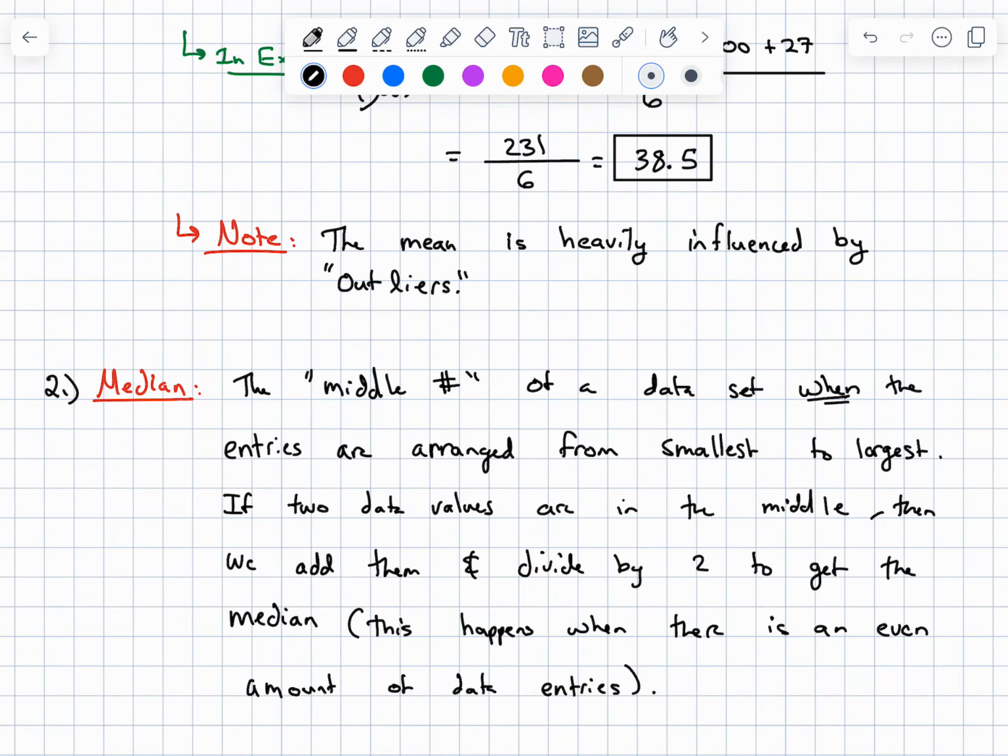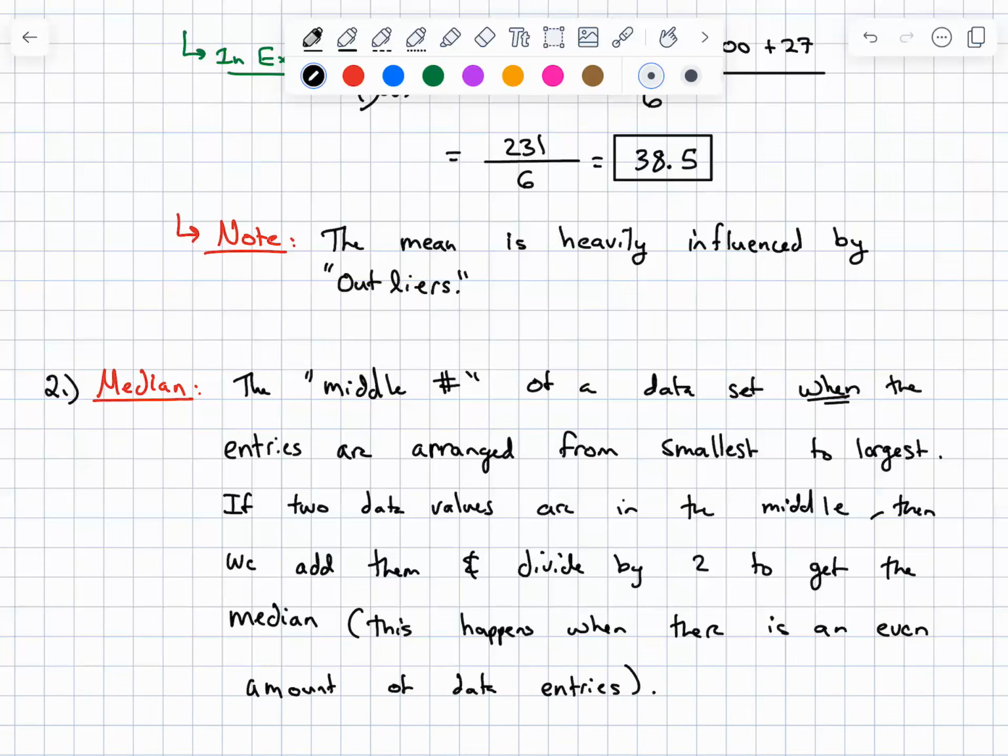Where was I? The median is the way I usually present my averages to my class. If they ask what the average is, I say the median average was this, because it allows you to, and you'll see this when we get to box plots, really find the direct middle of the data values.